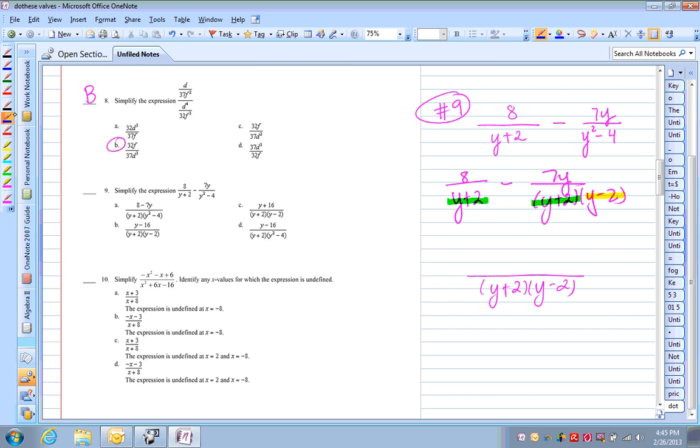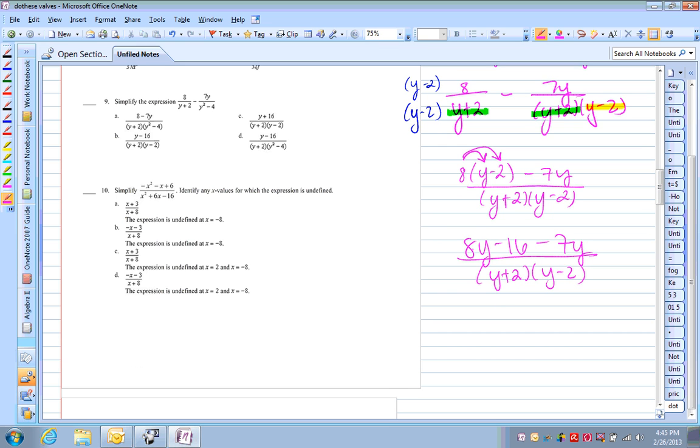Okay, and then I realized that the first rational expression is missing a y minus 2 in the denominator. So I have to put that there. Well, I also have to put it in the top. So I write my numerator as 8 times y minus 2 minus 7y. I distribute the 8, and I end up with 8y minus 16 minus 7y all over y plus 2 times y minus 2.